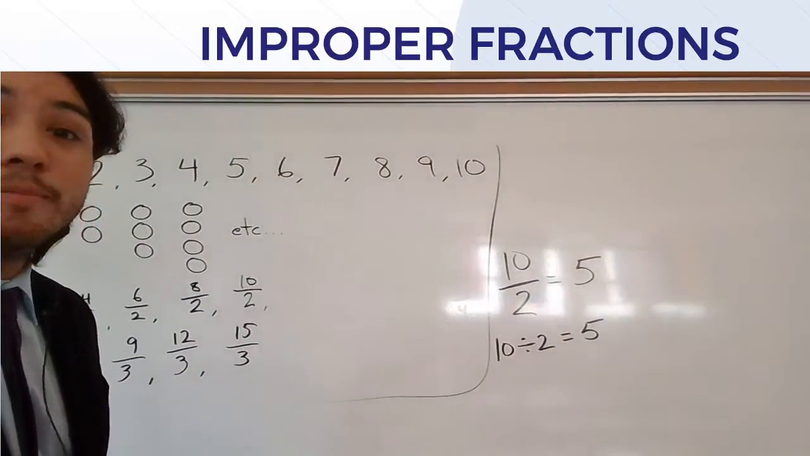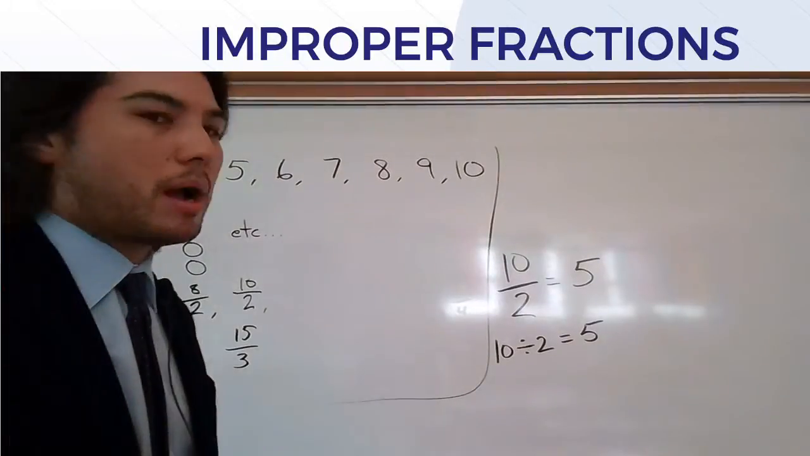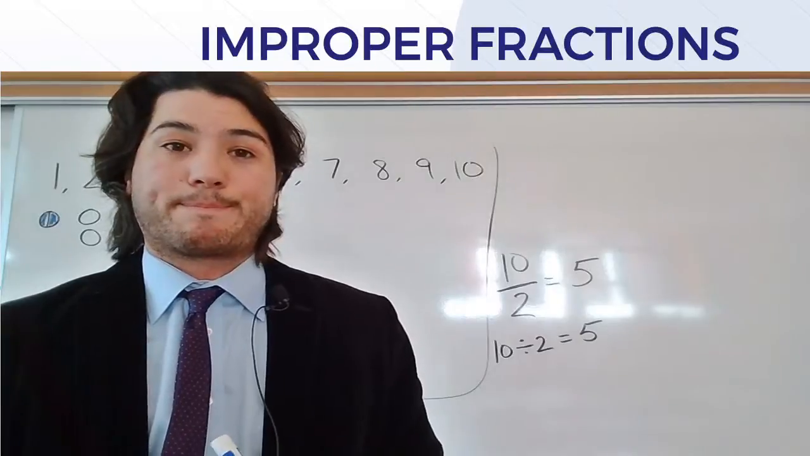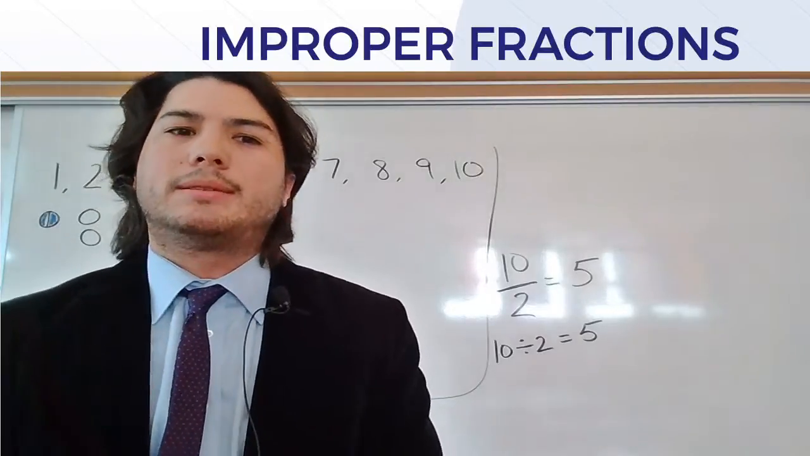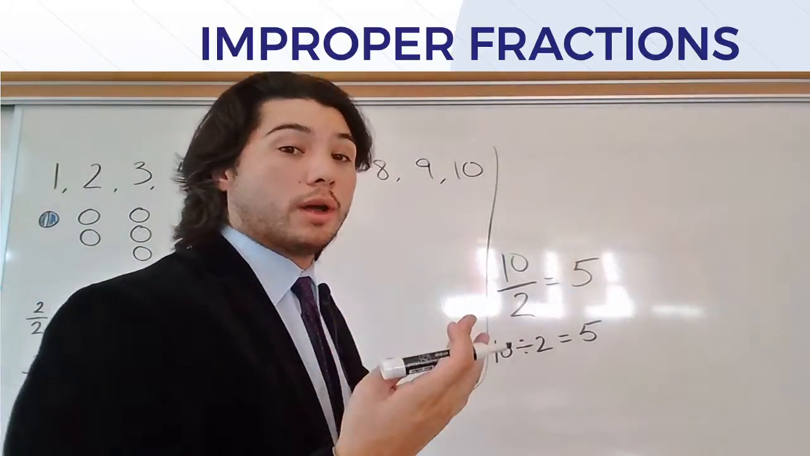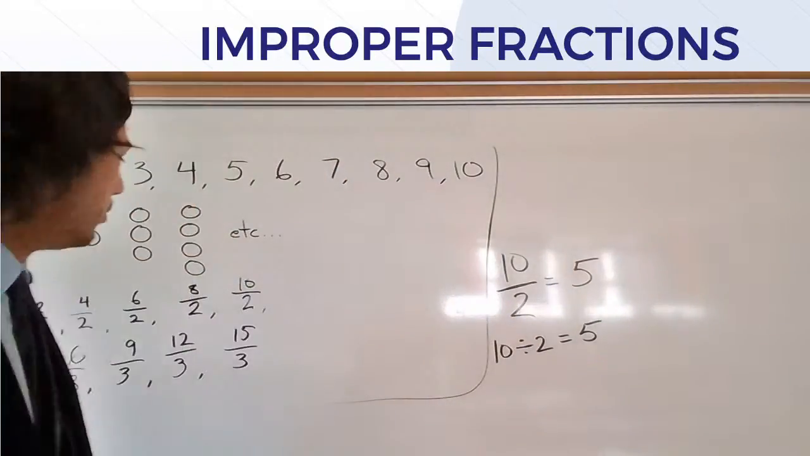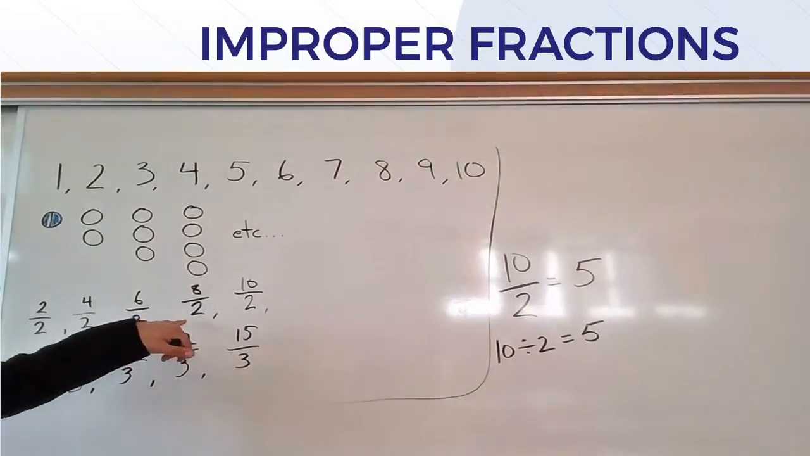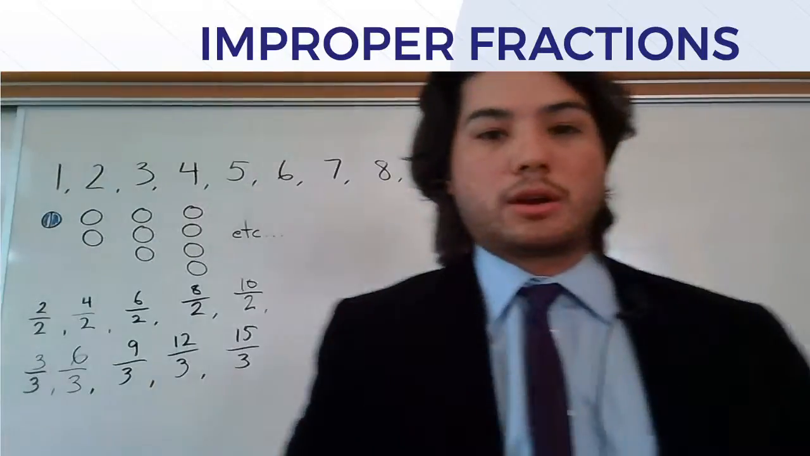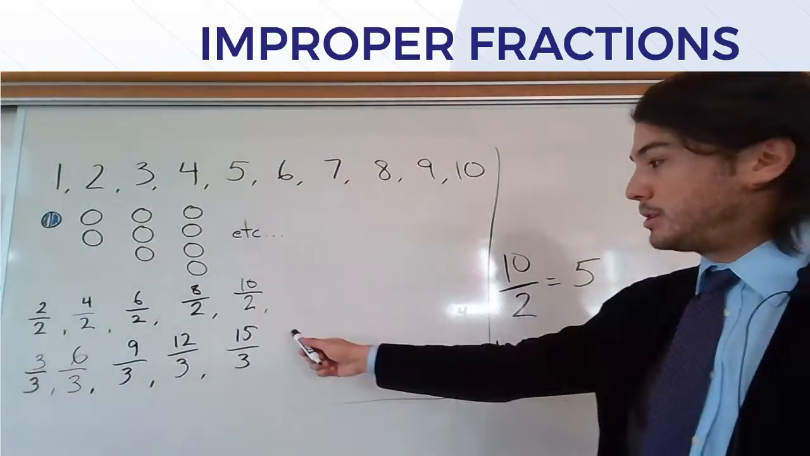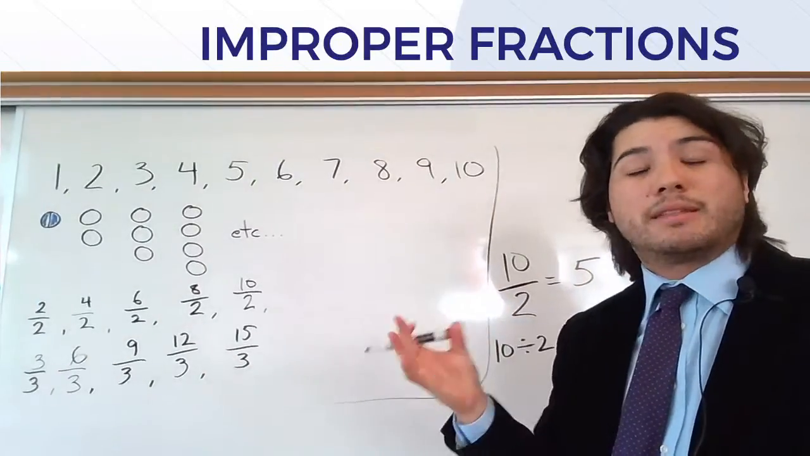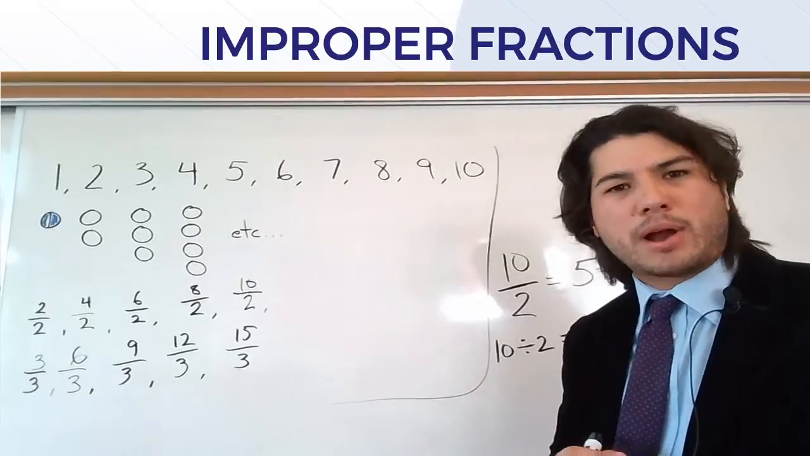An improper fraction is a fraction greater than 1 that's not represented by a mixed number. Anytime you have a fraction larger than 1, so 10 halves is a great example. All of these: 4 halves, 6 halves, 8 halves, 10 halves, 6 thirds, 9 thirds, 12 thirds, 15 thirds. Anytime your numerator is a greater value than your denominator, meaning you have more pieces than fit in one, that's what we call an improper fraction.